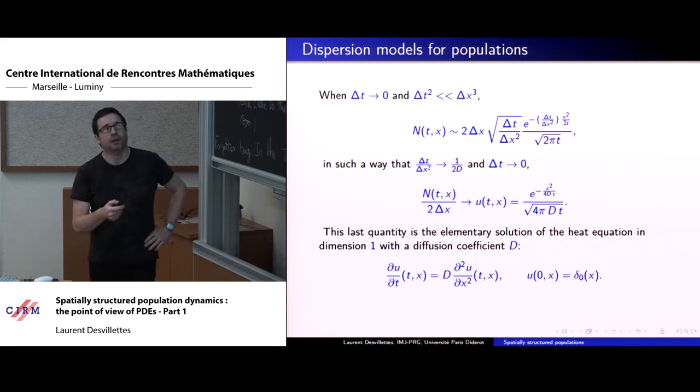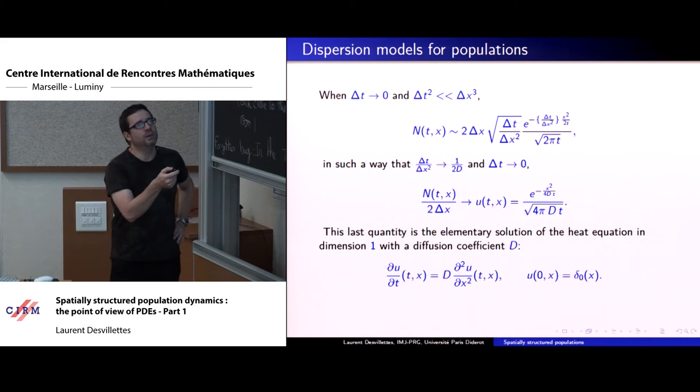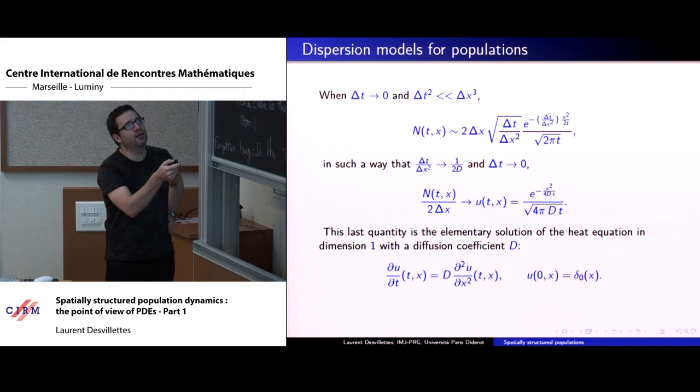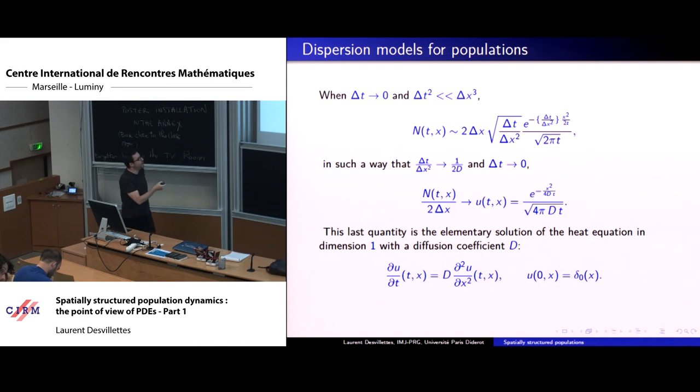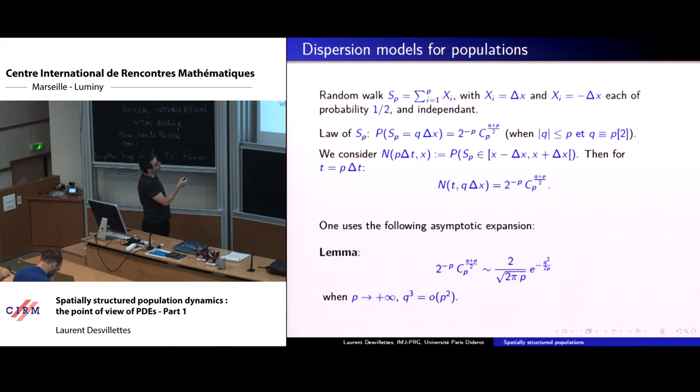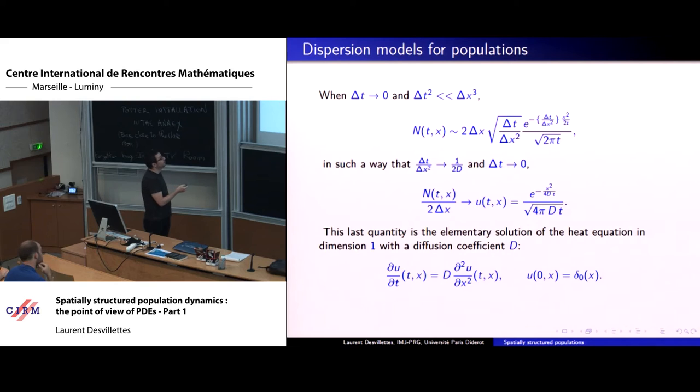Okay? So what has been proven at this level is that n of t x divided by 2 delta x converges to something. But if you remember, capital N is defined as the probability to end up between x minus delta x and x plus delta x. So if you want to have a density, you have to divide by the length of this interval, which is 2 delta x. So it's quite natural to divide by 2 delta x.